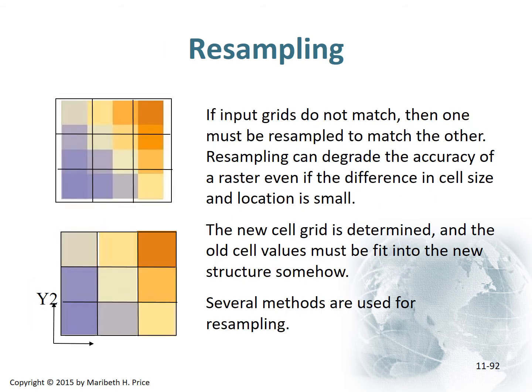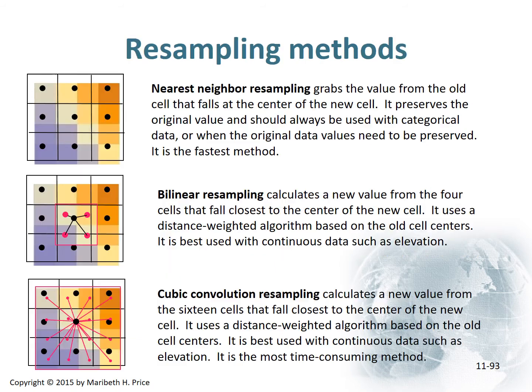Resampling is when you create some new grid spacing and it doesn't line up with the old one, so you have to figure out a way to populate the new one, and you use some sort of resampling algorithm or technique to do that. Here are the resampling methods that we use: nearest neighbor, bilinear, cubic convolution.